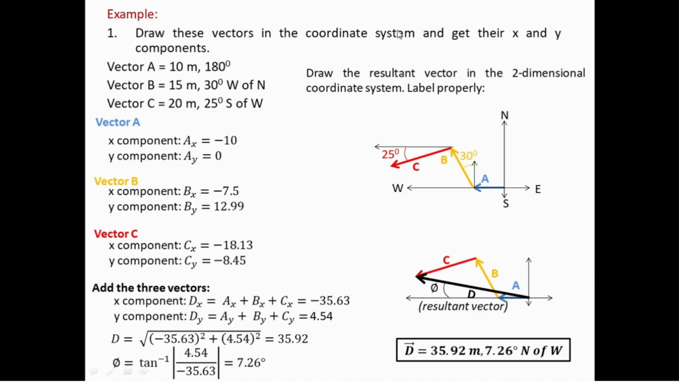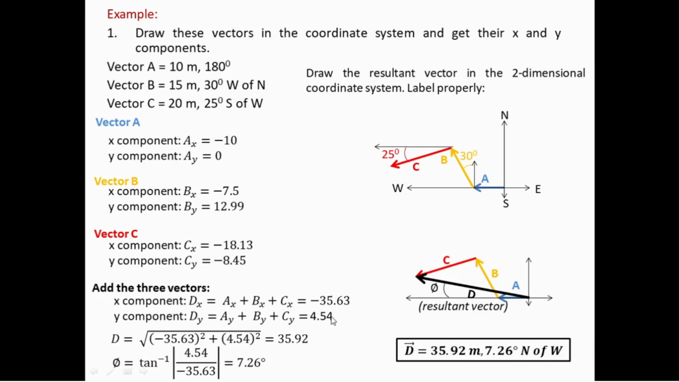Therefore, the sum of this vector A, vector B, and vector C is given by this. So this is the resultant vector, which we call the vector D, and it has a magnitude of 35.92 meters as obtained here, and it has a direction of 7.26 degrees north of west. So 7.26 degrees is obtained here. How about this one? How do we know that it is north of west?